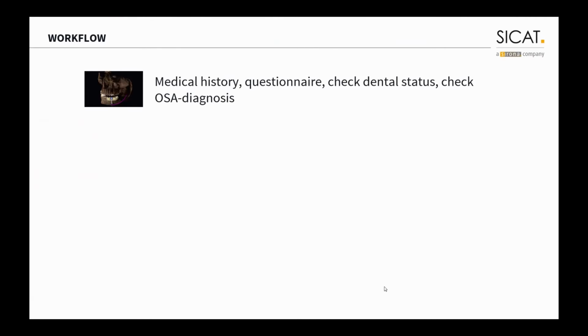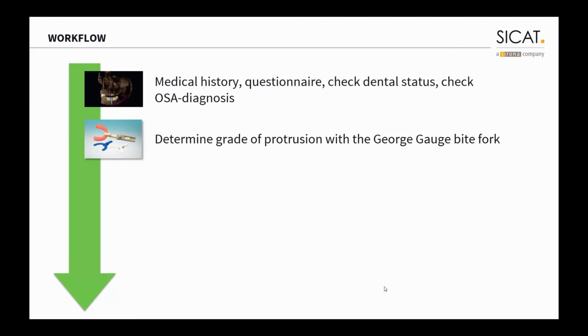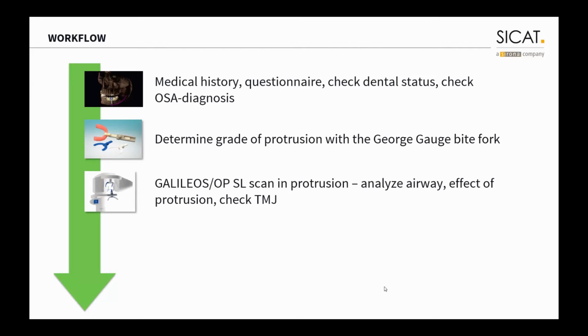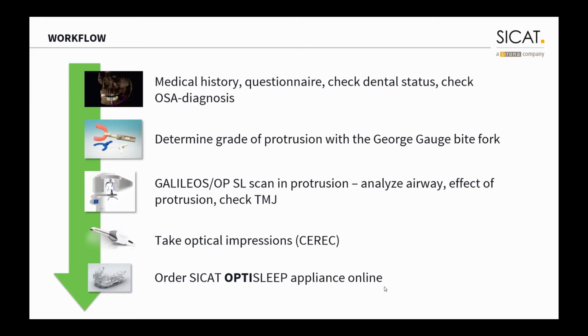Then the workflow would be, after he comes back with the OSA diagnosis, I determine the grade of protrusion either way with the George gauge or with something else. So I definitely need to have his treatment position. And then I make an x-ray in that treatment position, and take an optical impression, a CEREC scan here. And then I can import everything into the SICAT Air software, and out of the Air software I can order a sleep appliance.